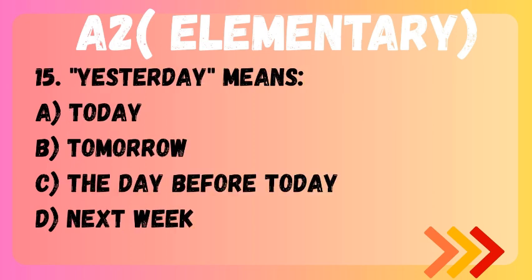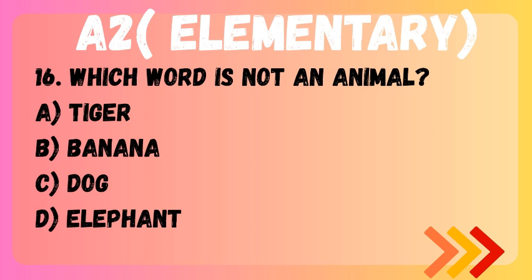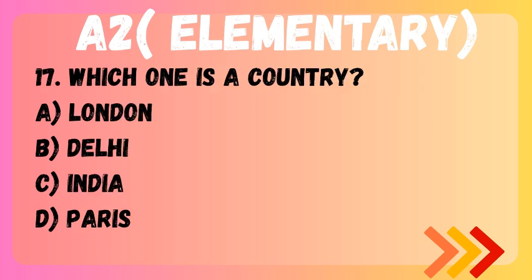15. Yesterday means A. Today. B. Tomorrow. C. The day before today. D. Next week. 5, 4, 3, 2, 1. 16. Which word is not an animal? A. Tiger. B. Banana. C. Dog. D. Elephant. 5, 4, 3, 2, 1. 17. Which one is a country? A. London. B. Delhi. C. India. D. Paris. 5, 4, 3, 2, 1.